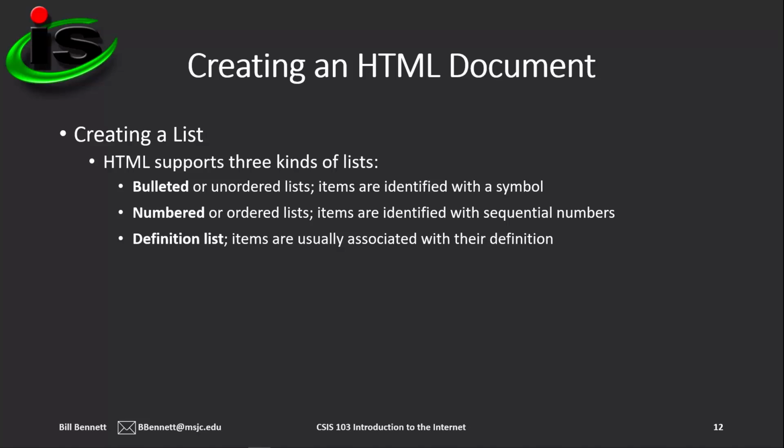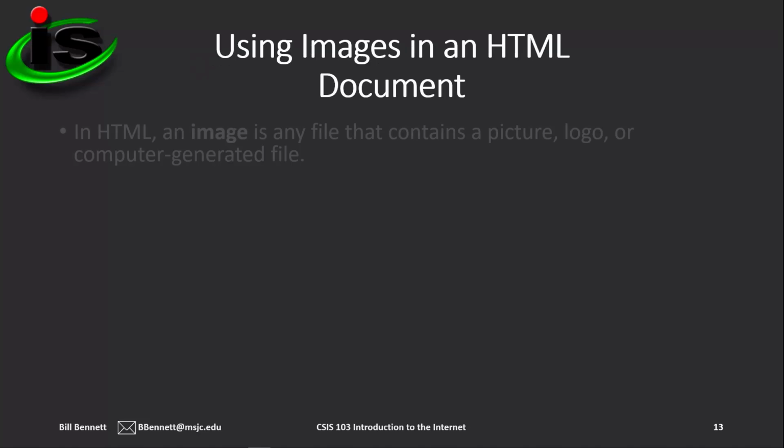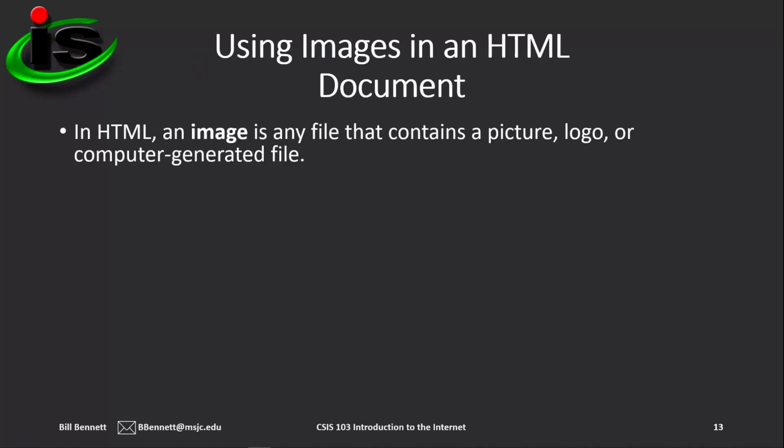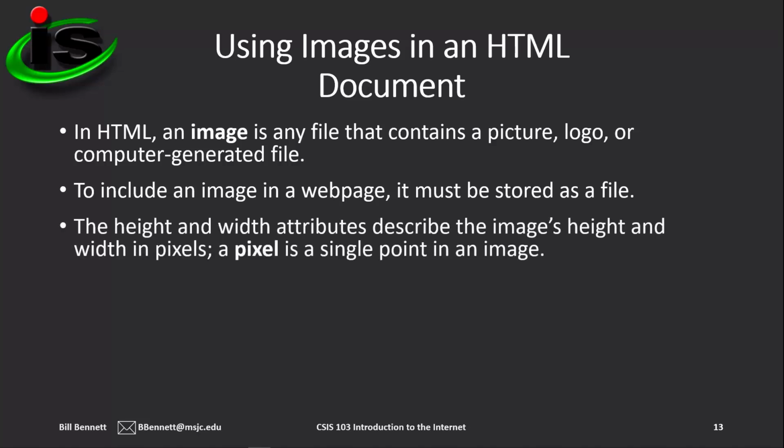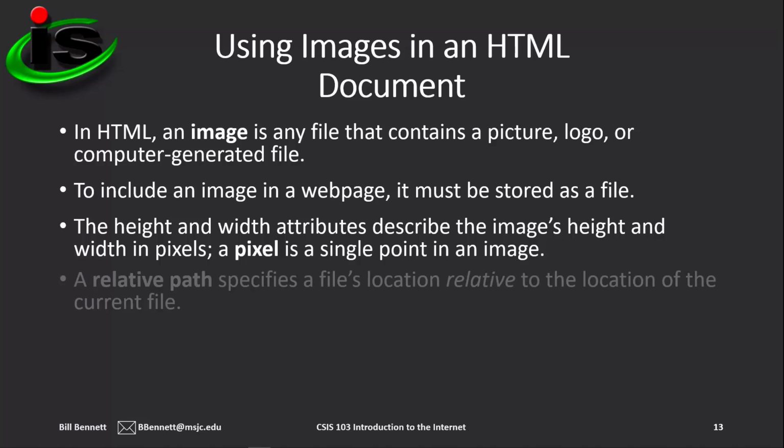And in a definition list, the items are usually associated with their definition. In HTML, an image is any file that contains a picture, a logo, or a computer-generated file. To include an image in a web page, it must be stored as a file. The height and width attributes describe the image's height and width in pixels.